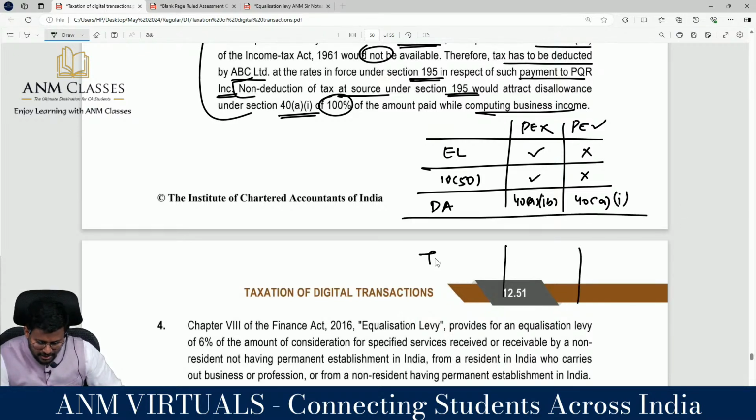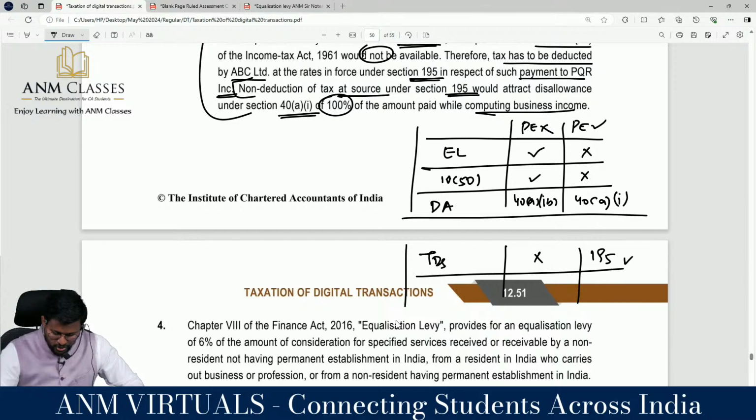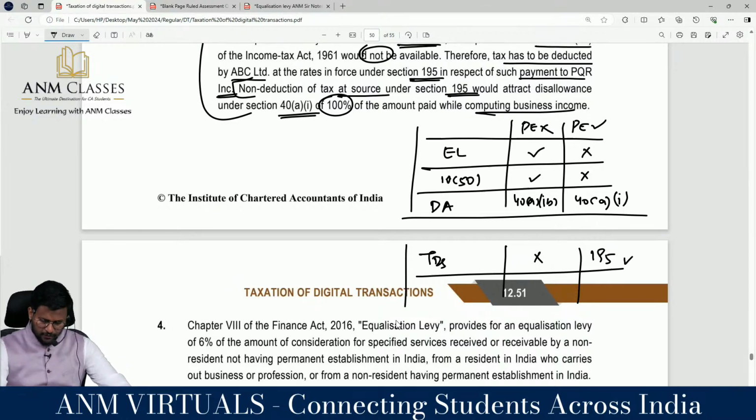Then TDS need not be deducted there, since equalization levy is being deducted. Here, under 195, TDS has to be deducted. This is what carries for your examination, my dear lovable students: one table summarizing the entire question, for if you are having a PE and if you are not having a PE.